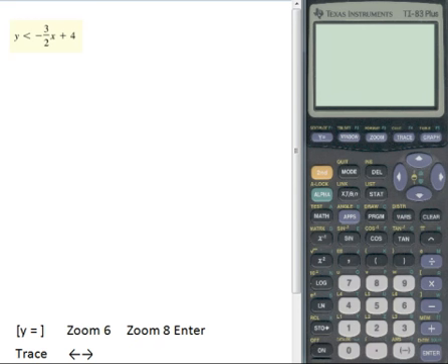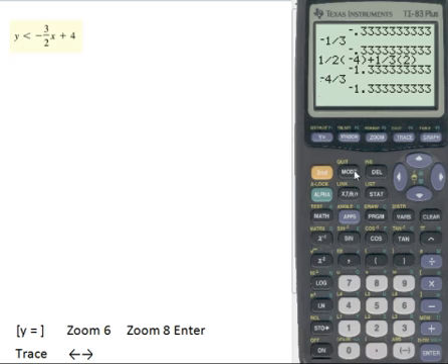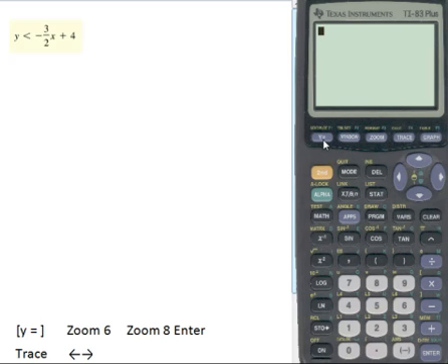So let's go to y equal on the calculator, turn it on first and clear it, and go to y equal and clear what's in there. And we only have one expression here, so we'll put negative 3/2 x plus 4. And we want y to be less than that value. Y is bigger as you go up and less as you go down.